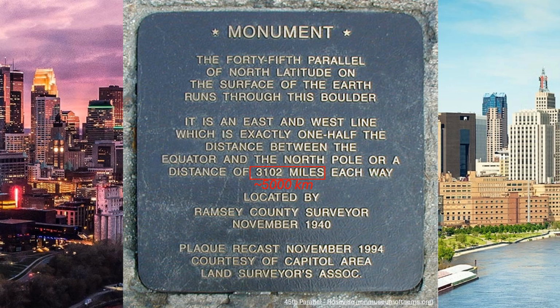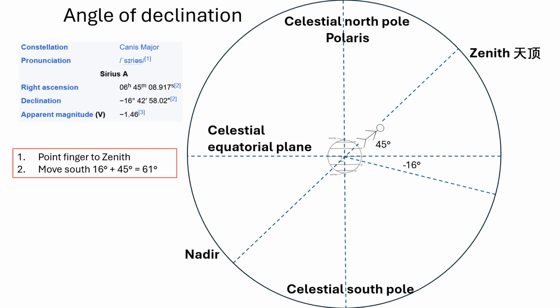Now, back to the declination. After we learn the observer's meridian, it will be easy to find Sirius by angle of declination. Suppose we are outside in the Twin Cities with a latitude of 45 degrees. The easiest point to find is the zenith point. So we first point a finger above to the zenith point, and then we sweep either north or south along our observer's meridian. In this case, we go south 45 degrees and then 16. So in total we go 61 degrees south from the zenith point to here. Then we can find Sirius passing it within 24 hours.